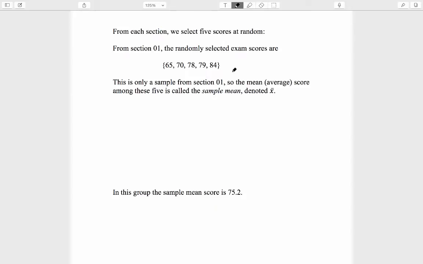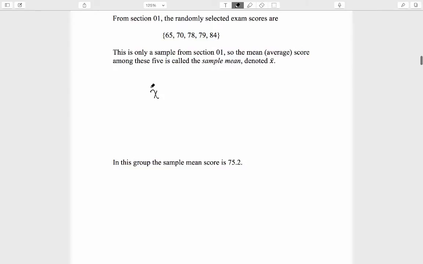Since this is only a sample from Section 1, the mean score, that is the average score, is called the sample mean. Traditionally, it's denoted by X bar. I realize you're thinking that's the complement sign, but in this context, it's a traditional notation for mean. We compute this mean, this average, in exactly the way that you'd think we would. We sum the 5 numbers and divide by 5 because there are 5 of them. This turns out to be 75.2.